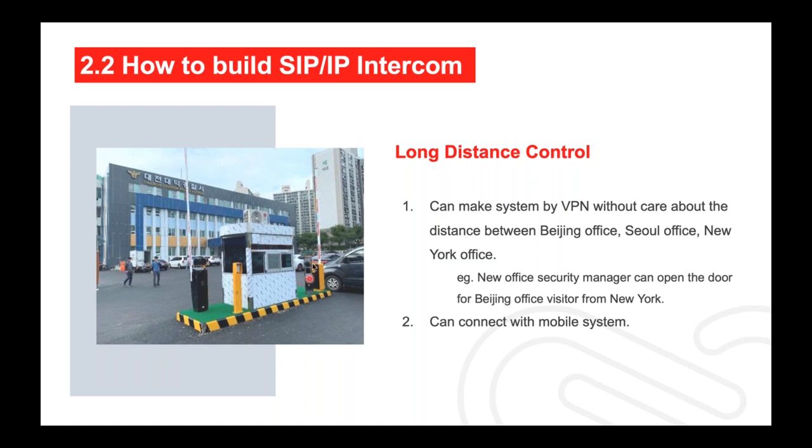And here is the car plate recognition system, which makes a record. If it is an authorized car, it opens the barrier immediately. If not, press the button, and then through the cam you identify who the visitor is, and they open the door. Of course, this can also connect to the mobile system too.